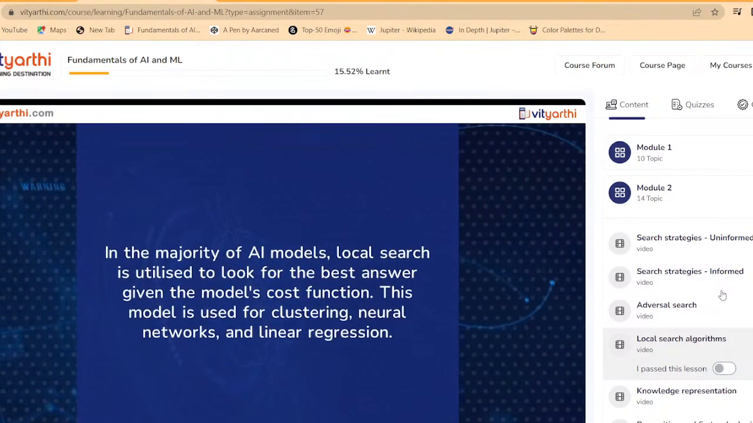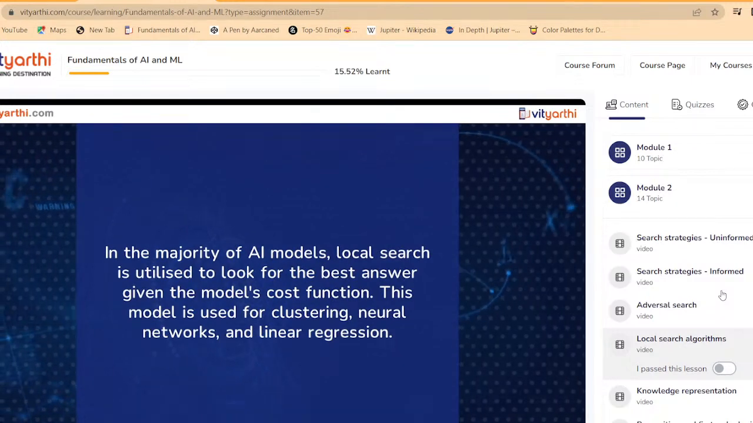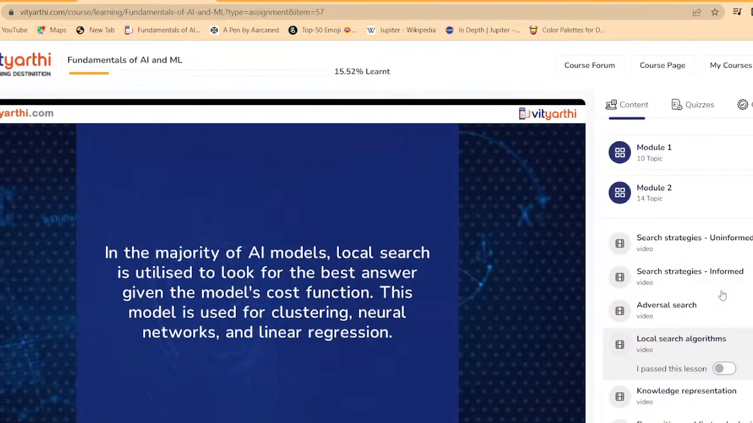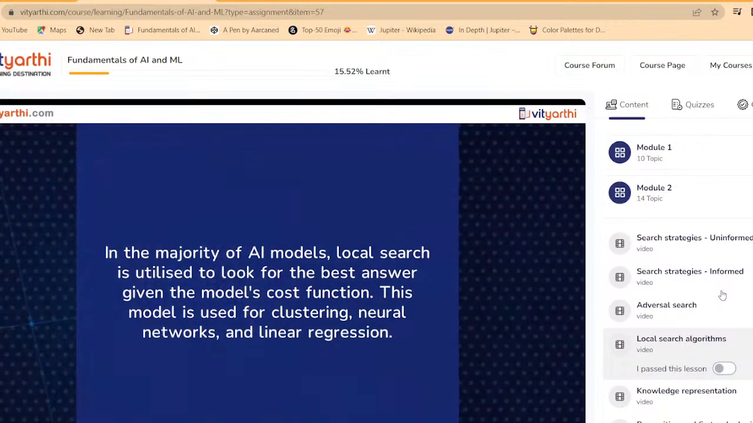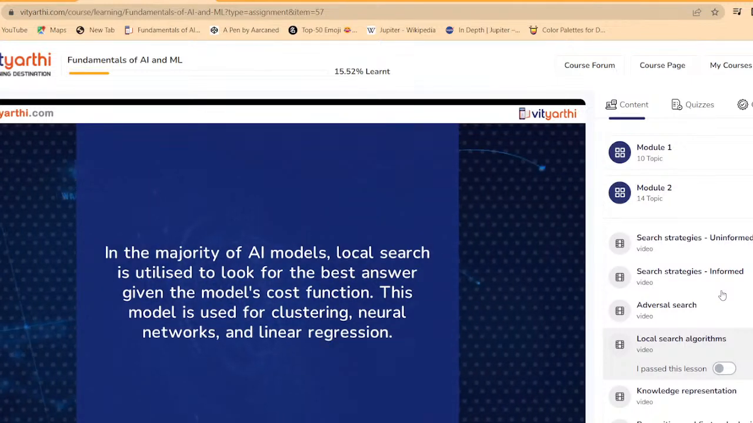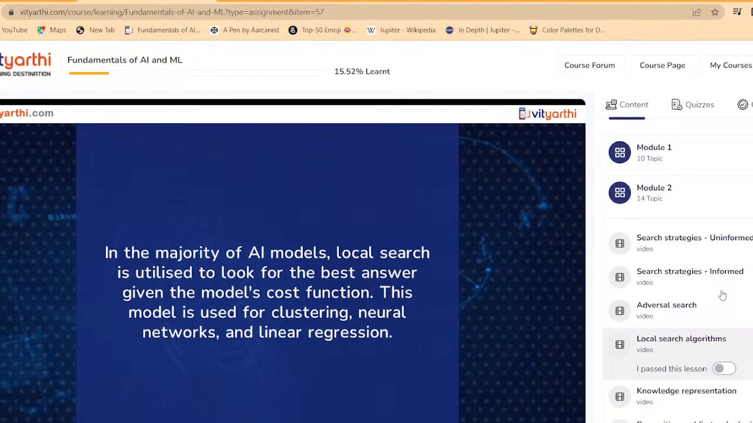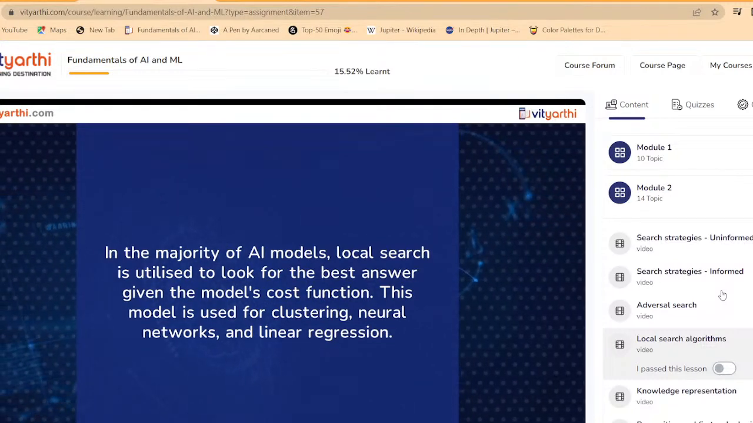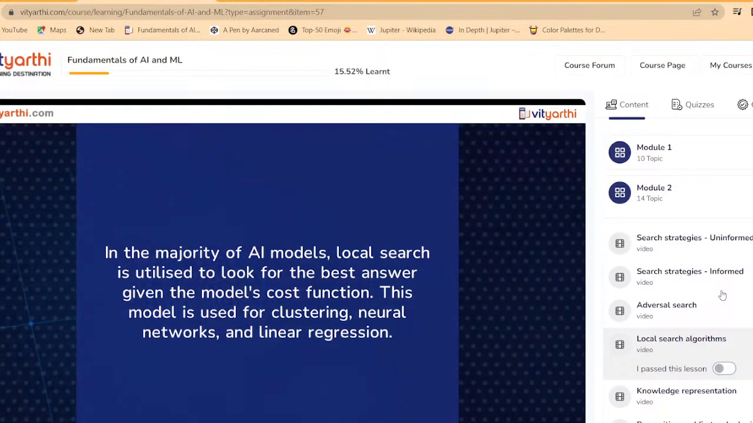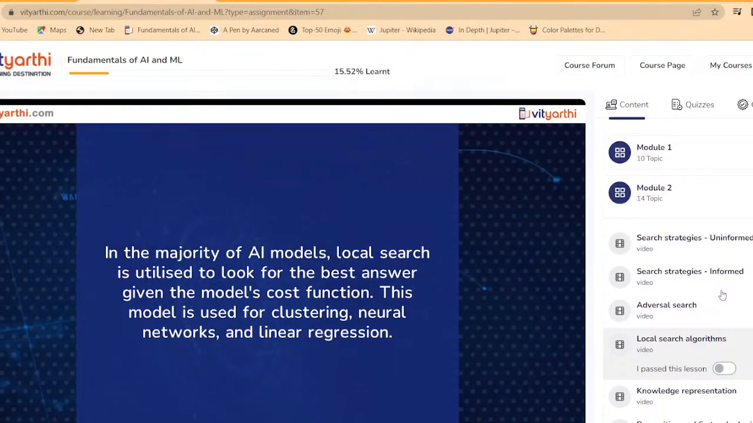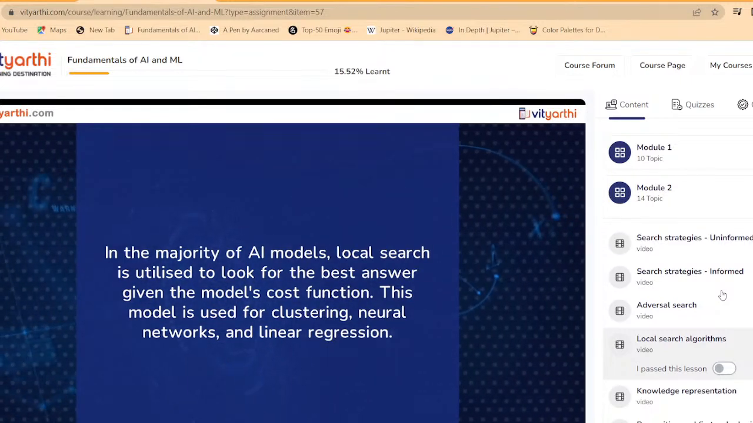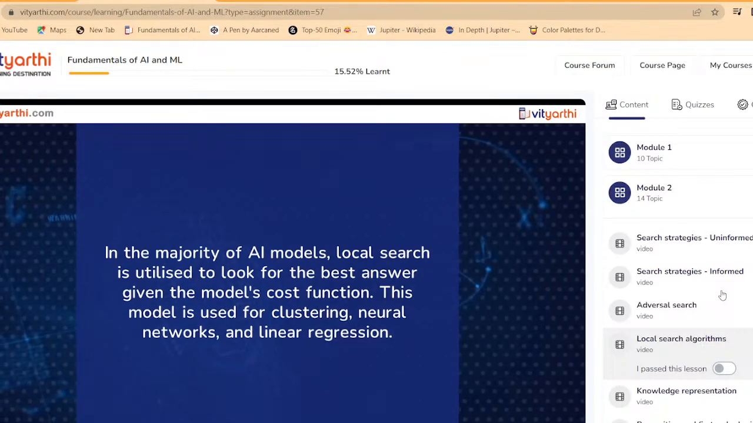When we are simply interested in a solution and not the route to the solution, local search techniques are applied. In the majority of AI models, local search is utilized to look for the best answer given the model's cost function. This model is used for clustering, neural networks, and linear regression.